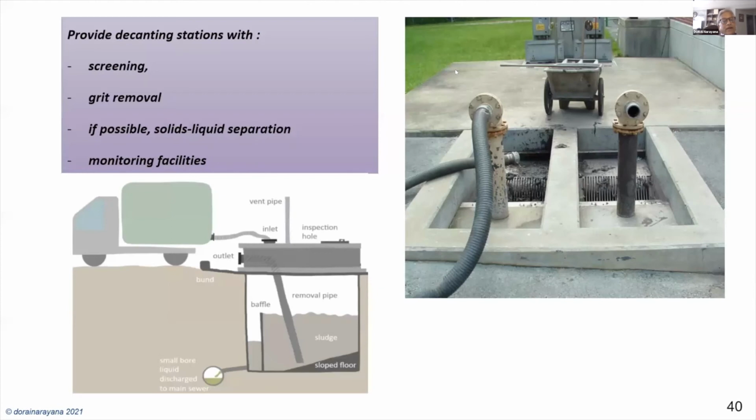So we then must have a proper way to provide decanting stations so that the logistical advantage of remote addition can be taken advantage of. At the same time, we can have some safeguards like having a screening, a grit removal, and possibly a solid-liquid separation process in these decanting stations before the liquid part is co-treated. And of course, we may have some kind of monitoring facilities where there's somebody there who's taking care to see what is being discharged and maybe checking where these tankers are bringing the sludge from.